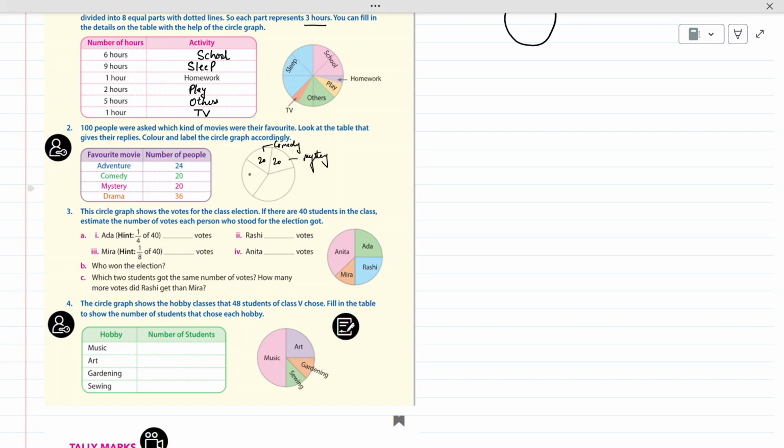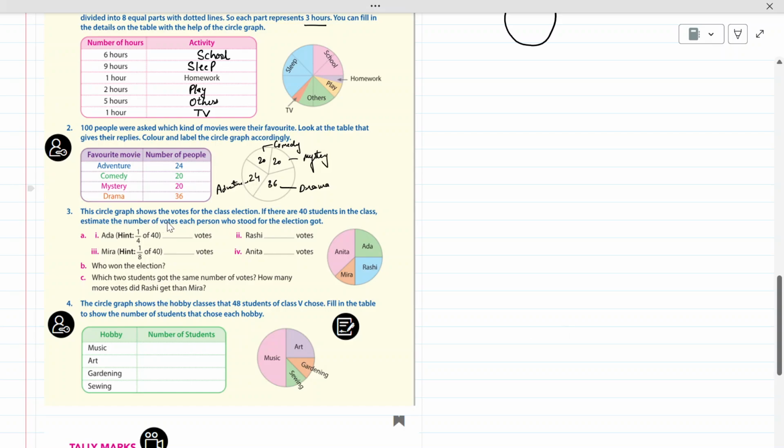The next bigger part is this one. So this is 24, representing the adventure. And the biggest part is 36, that is drama. These are the 36 people who like drama movies. Easy. Now next, go to the next circle graph.